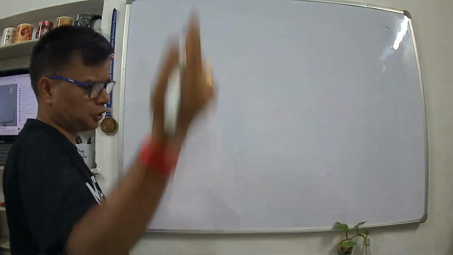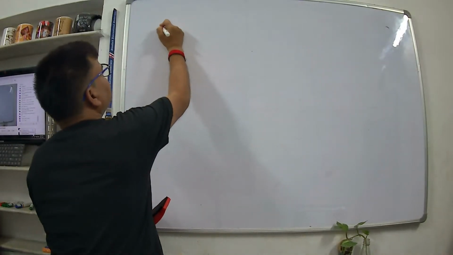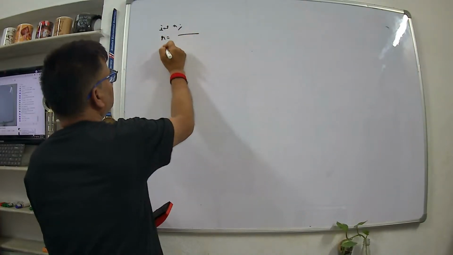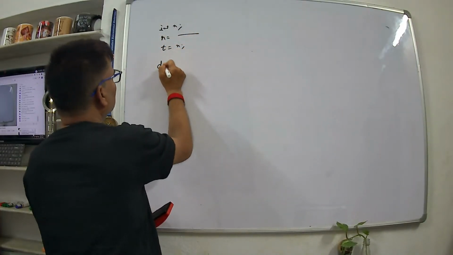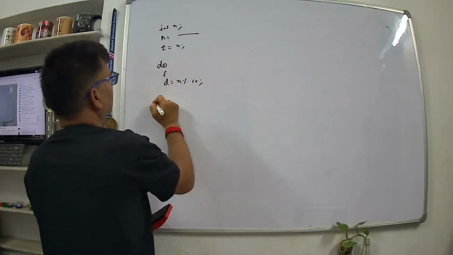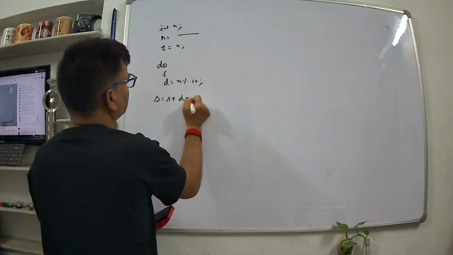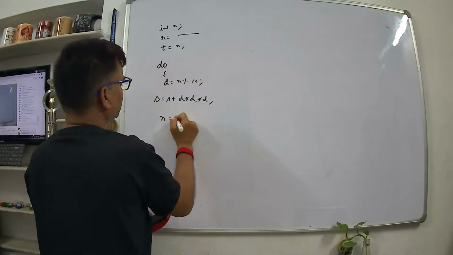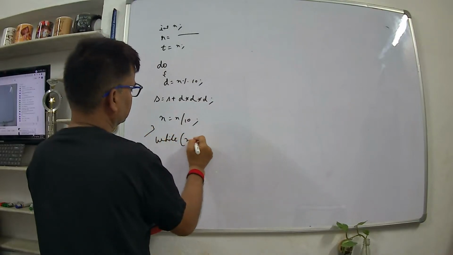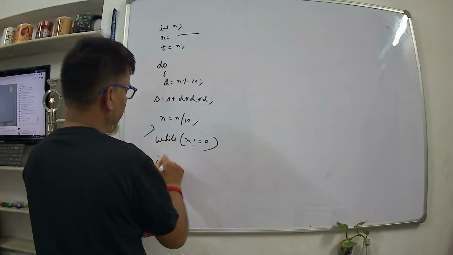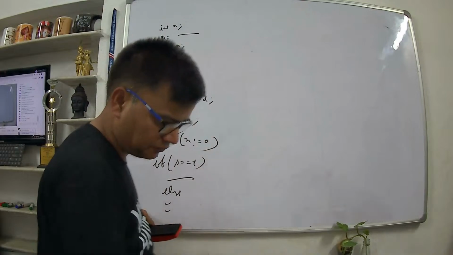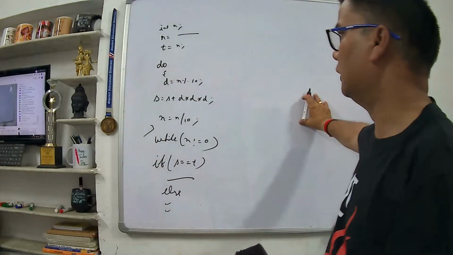I'm just explaining the Armstrong number. int n, I took n as input, t equal to n. Now d equal to n modulus 10, s equal to s plus d into d into d, and then n equal to n divided by 10, while n is not equal to 0. And then I'll say if s equals t, it's an Armstrong number, else it is not an Armstrong number. Fine. Here I have used the do while loop.